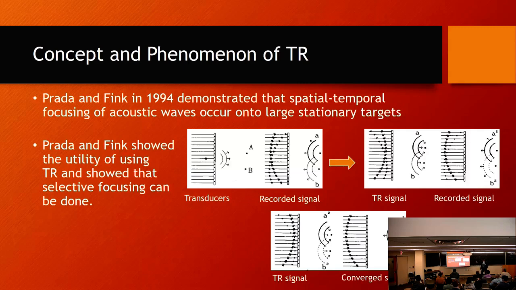But it wasn't until really into the 90s that some researchers, Prada and Fink, were thinking about, okay, if I have a bunch of scatterers or targets out there, what is the best way for me to focus acoustic waves onto that target? And they set up this experiment, and basically they created an acoustic array. Each one of these array elements can record, process, and transmit waveforms. So they start off all together at the same time, and they broadcast. They put 2 point scatterers out there.